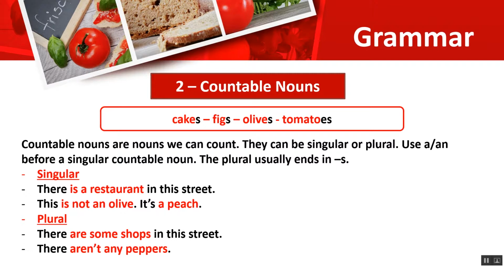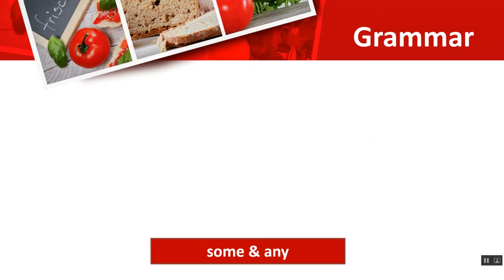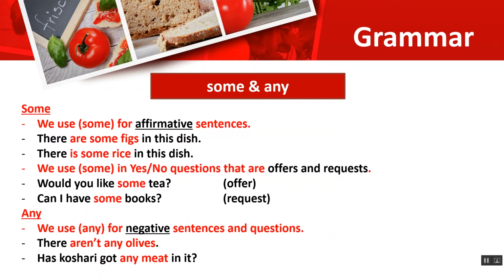Some examples of plural countable nouns. There are some shops in this street. There aren't any peppers. Some and any. We use some for affirmative sentences. For example, there are some figs in this dish. There is some rice in this dish.